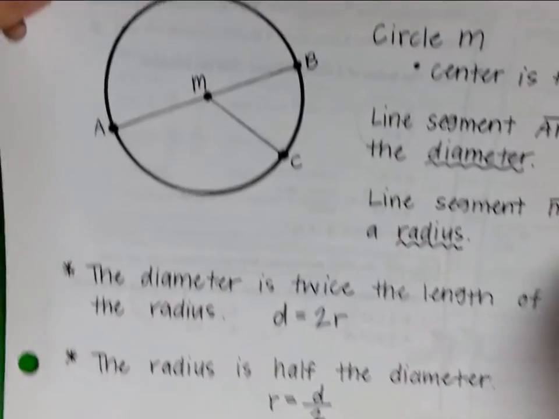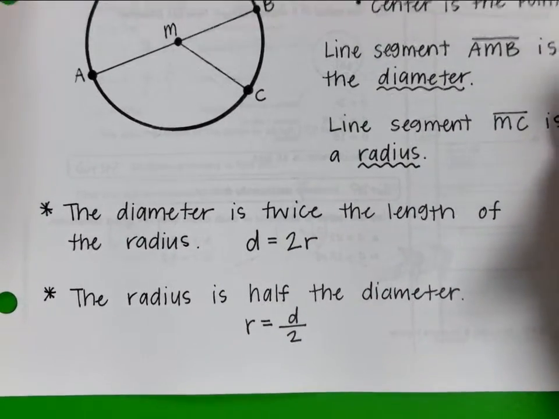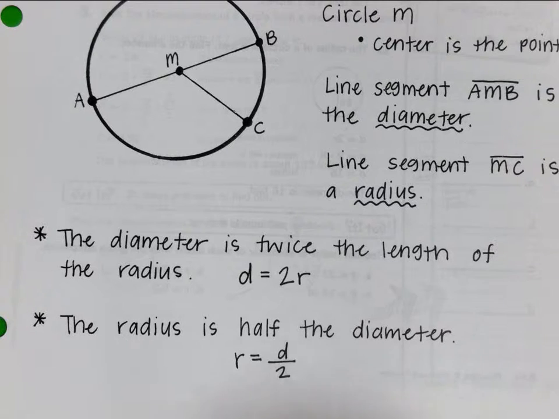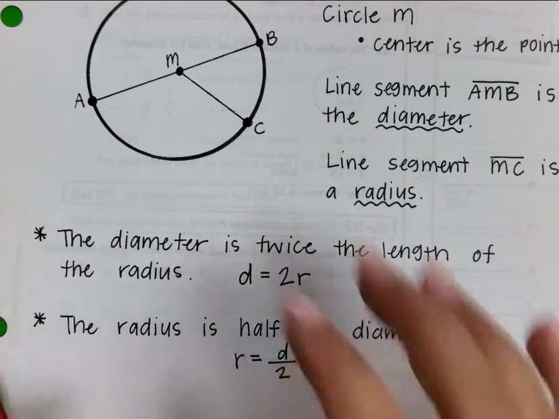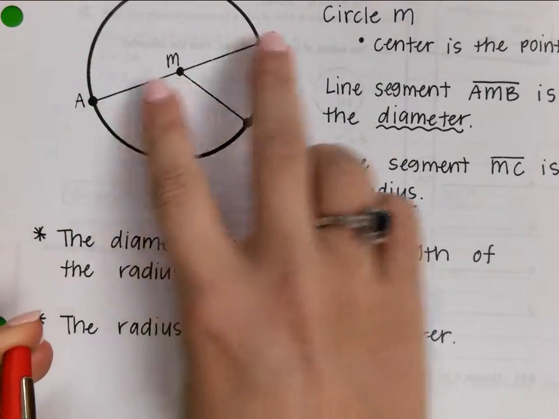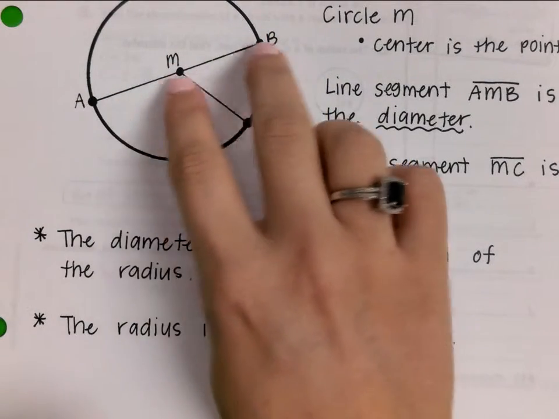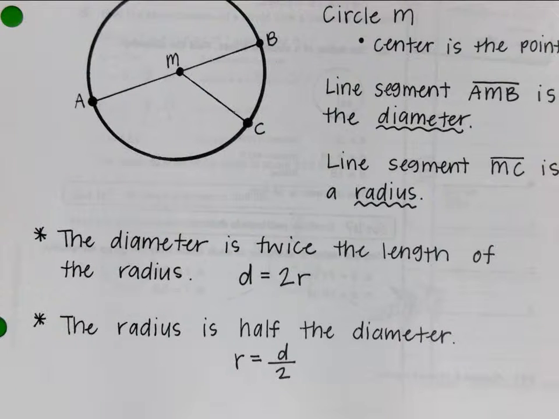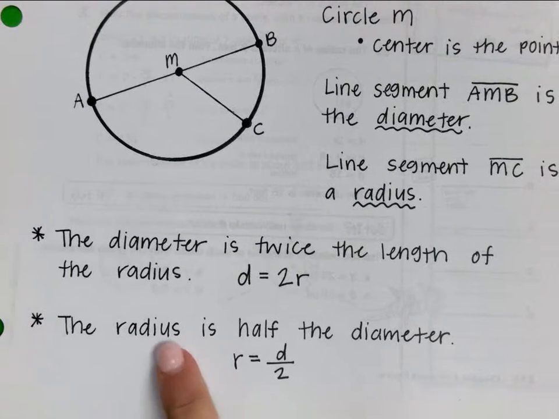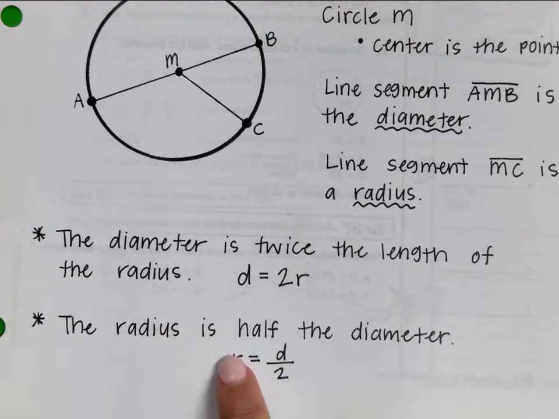Down here at the bottom where I have starred, those are the two formulas we're going to be using a lot today. Diameter is twice the length of a radius, okay? So MA is a radius, MB is a radius, so put them together and that's the diameter. So D = 2R is your formula for the diameter. Okay. And then exact opposite, your radius is half of the diameter. So R = D divided by 2. Okay. So those are two important formulas. Okay, so flip over and let's learn how to use them.